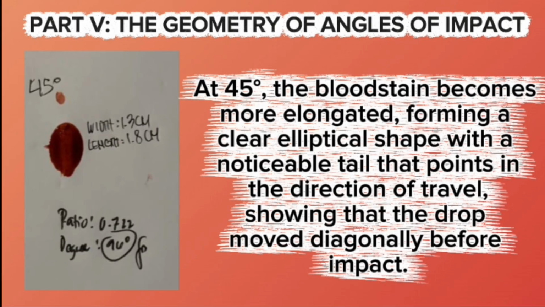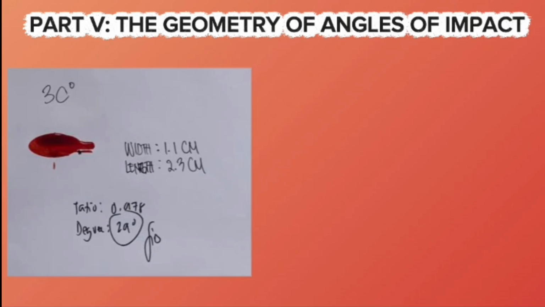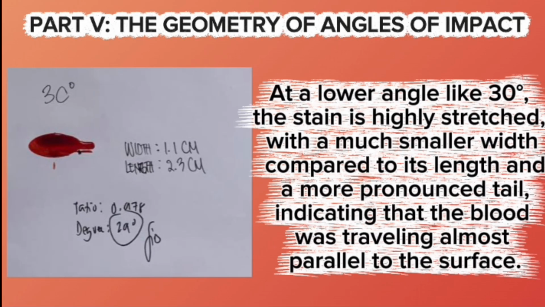At 45 degrees, the blood stain becomes more elongated, forming a clear elliptical shape with a noticeable tail that points in the direction of travel, showing the drop moved diagonally before impact. At a lower angle like 30 degrees, the stain is highly stretched, with a much smaller width compared to its length and a more pronounced tail, indicating that the blood was traveling almost parallel to the surface.